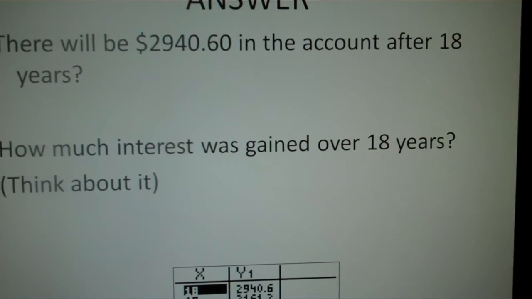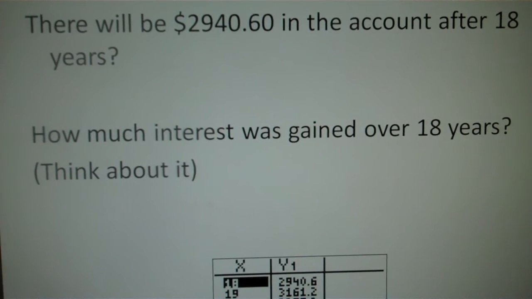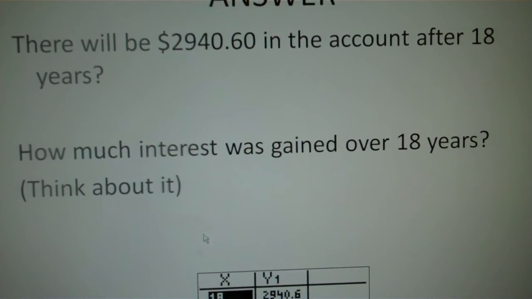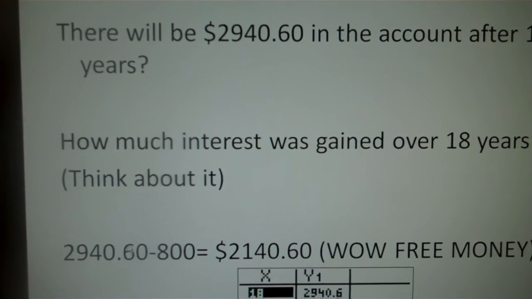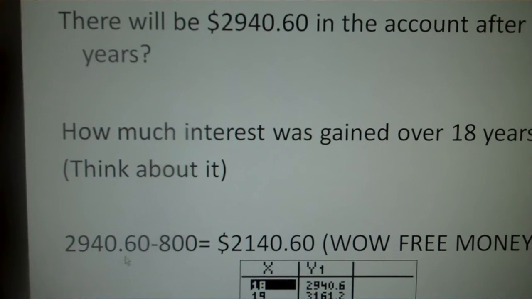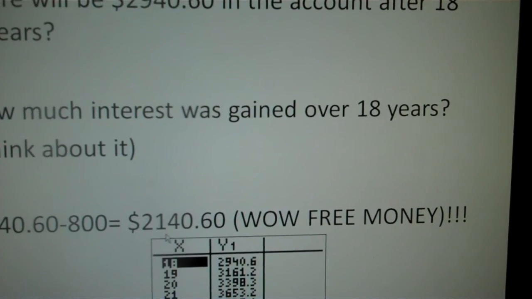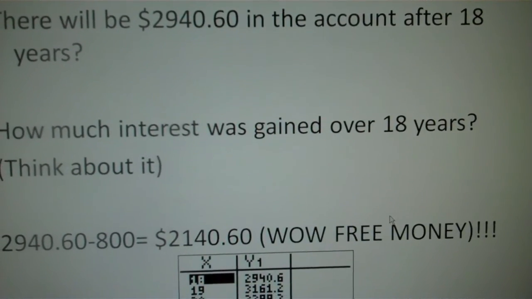How much interest was gained over 18 years? Think about it. Don't stress out. If this is the ending amount after 18 years, then you're going to take the starting amount and subtract that from the ending amount. So I did $2,940.60 minus 800, which means I got $2,140.60 in interest. A lot of free money.